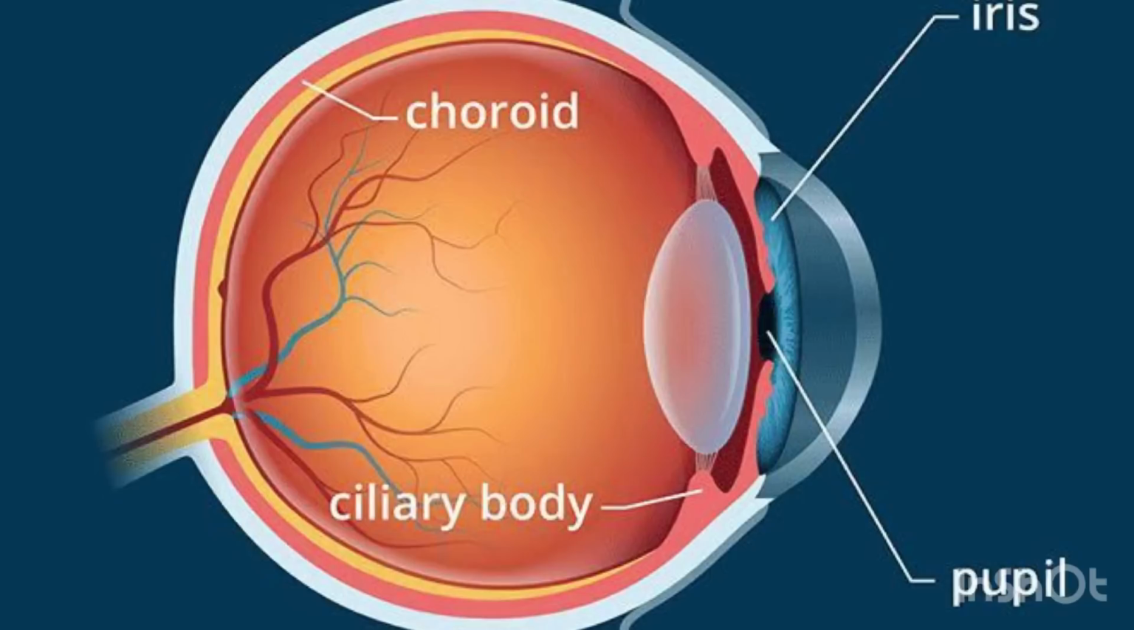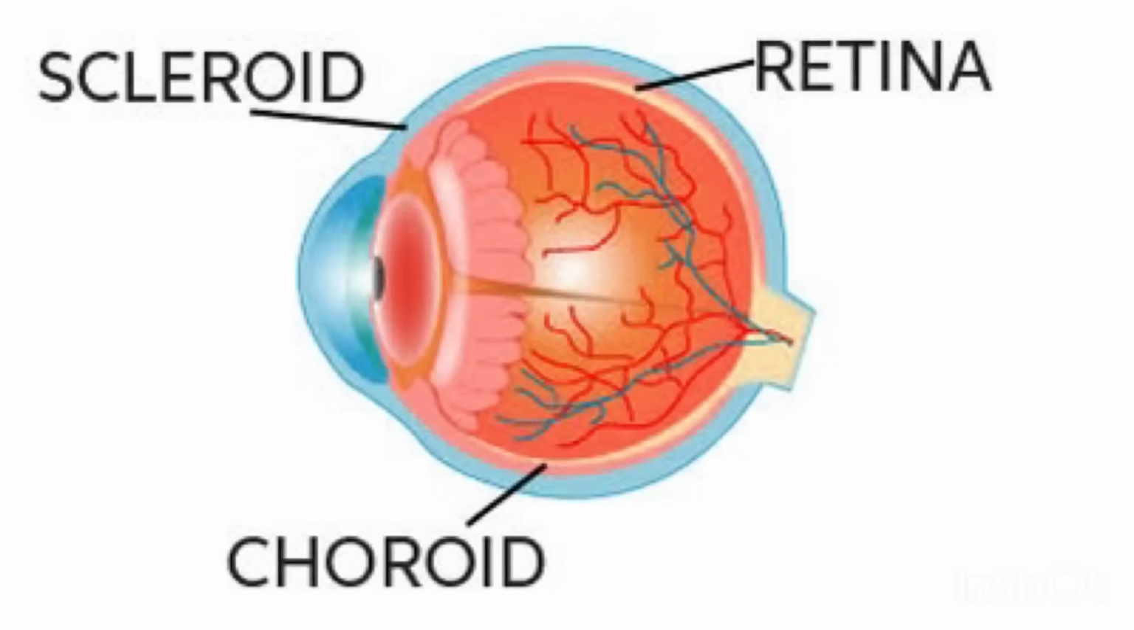Then I'm going to discuss the next structure of the eyes, that is the choroid. It is a layer of blood vessels between the retina and the sclera. It provides nutrients to the outer layer of the retina and helps absorb excess light.